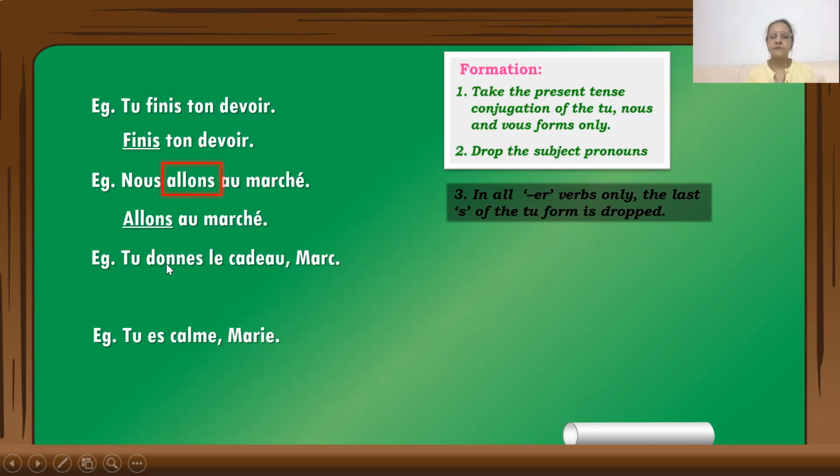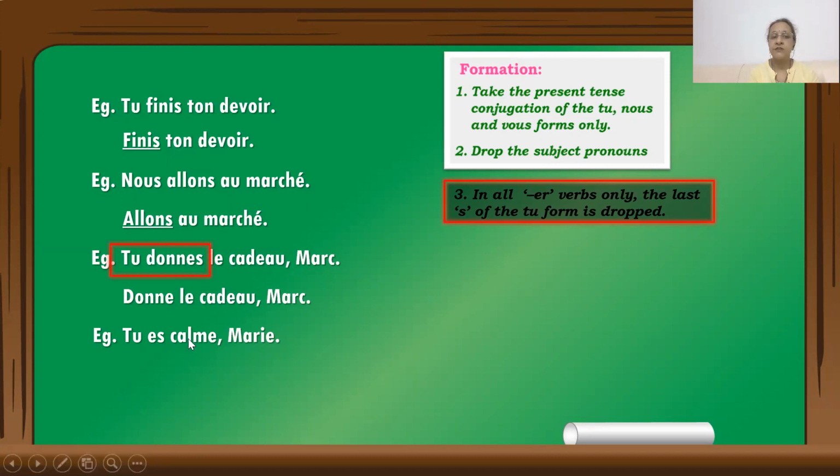Third sentence, drop the subject pronoun. Donner is an er ending verb, and I have the tu form. So what do I do? I follow the third step and I drop the s of the tu form, and I get my imperative form as donne le cadeau, Mark. Give the gift, Mark.